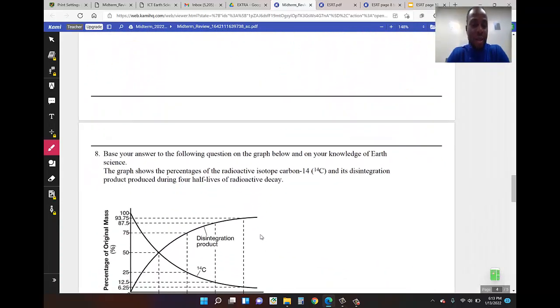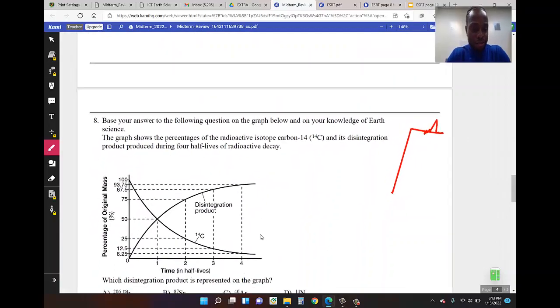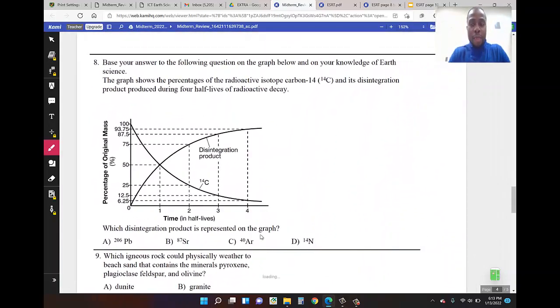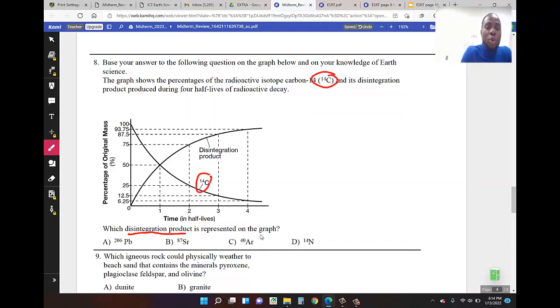Question number 8. Go ahead, attempt it. All right, base your answer to the following question on the graph below and on your Earth Science Reference Table. The graph below shows the percentage of radioactive isotope carbon-14 and the disintegration product produced during the half-life of the radioactive decay. The main question says the disintegration product represented on the graph is, so what disintegration product, which means when carbon-14 disintegrates, what product does it go to?